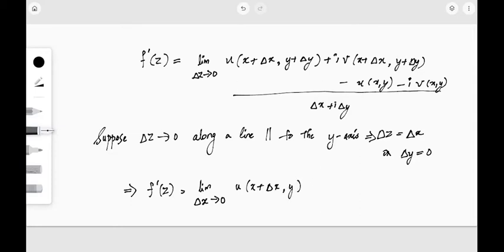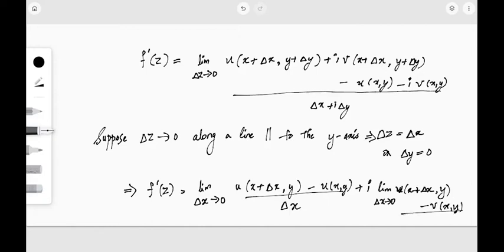plus I times the variable v of xy. We'll write the I term separately, and this will be minus u of xy whole divided by delta x plus, I'm taking the I out common, so it is I into limit delta x tends to 0 into, sorry, not u, it is v of x plus delta x comma y minus v of xy whole divided by delta x.